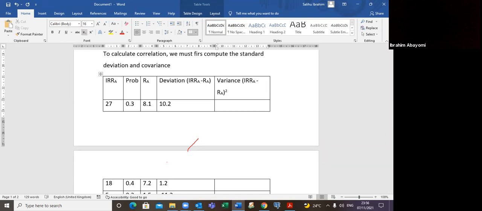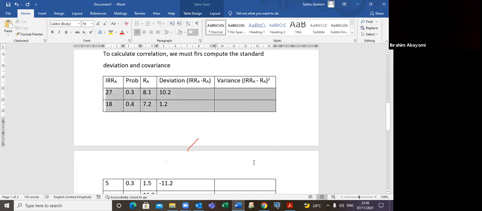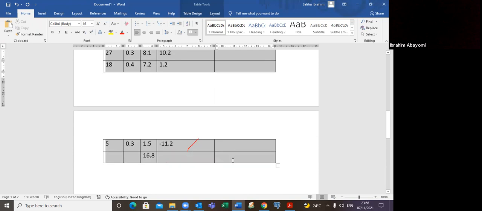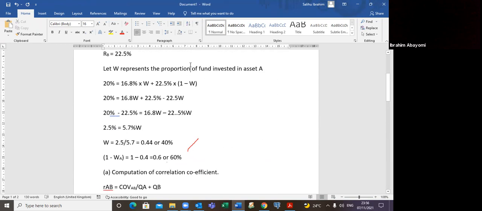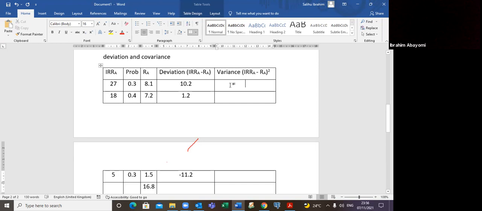So I will now come and square it here. You can see this one is squared. Whatever you have here is going to be squared. So what is 10.2 squared? 104.04.